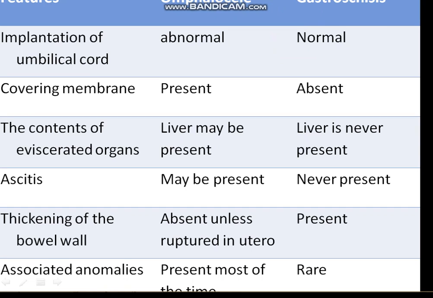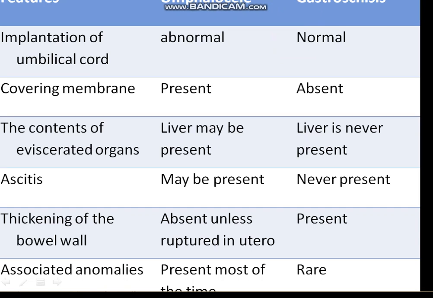So the first parameter, implantation of umbilical cord. ഓംഫലോസീലിൽ it is abnormal, കാരണം അംബ്ലിക്കൽ കോഡിൻ്റെ സെൻറ്ററിലാണ് ഈ ഒരു ഡിഫക്റ്റ് ഉണ്ടാവുന്നത്. ഗ്യാസ്ട്രോഷിസിസിൽ ഇതിൻ്റെ ഏതെങ്കിലും ഒരു സൈഡിലായിട്ടായിരിക്കും ലൊക്കേറ്റഡ്, so it is normal. കവറിംഗ് മെംബ്രെയിൻ ഓംഫലോസീലിൽ ഉണ്ട്, ഗ്യാസ്ട്രോഷിസിസിൽ absent ആണ്.